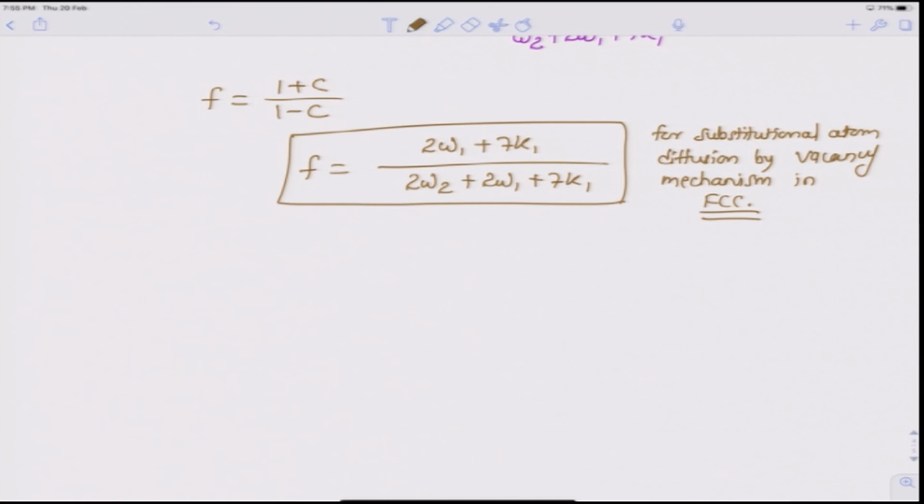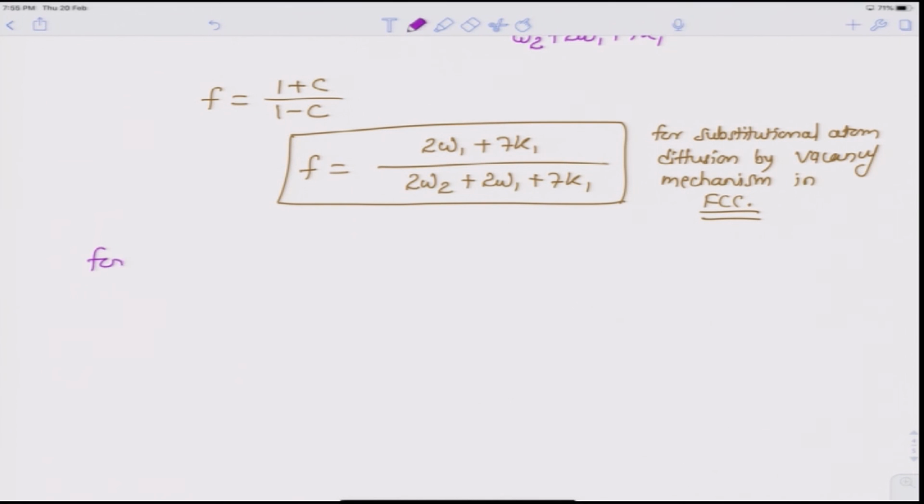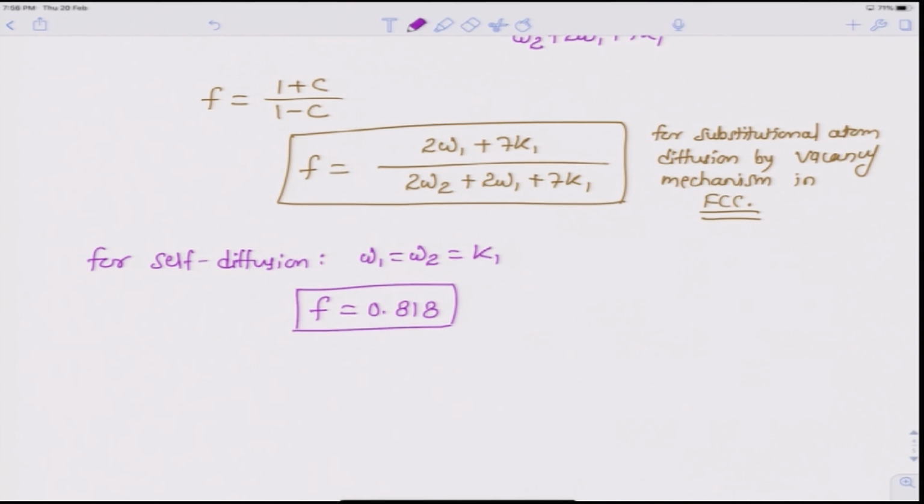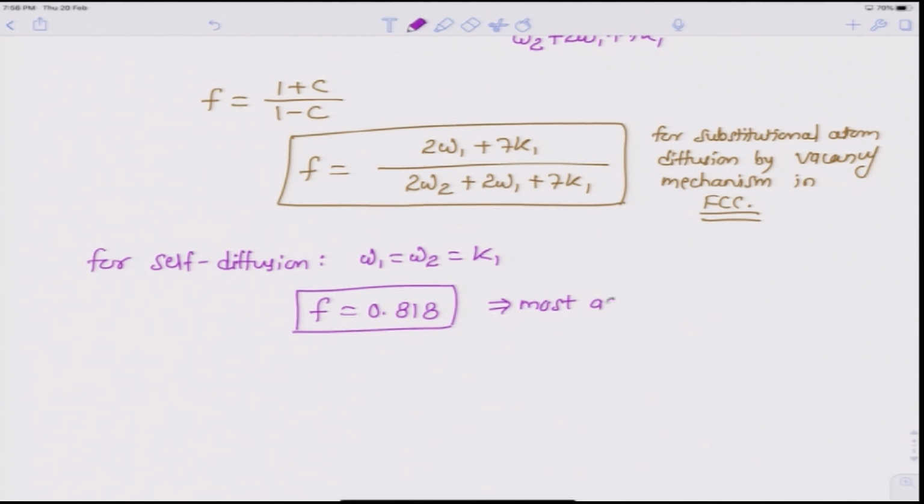Now, for self diffusion, this expression can be simplified, because for self diffusion there is no binding involved between the impurity and atom, and so all the jump frequencies of the vacancy should be the same, which means for self diffusion omega 1 equal to omega 2 equal to k1, and so if we substitute for this, we get the value of f to be 0.818, which is very close to the most accurate determination of correlation factor in FCC, which is 0.78145.